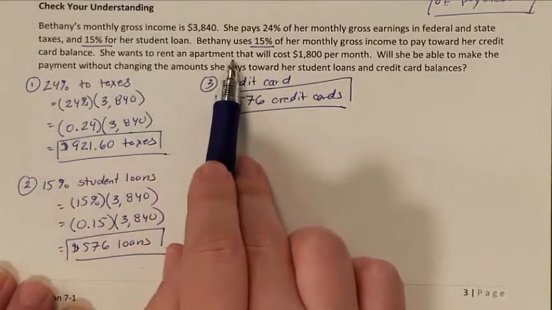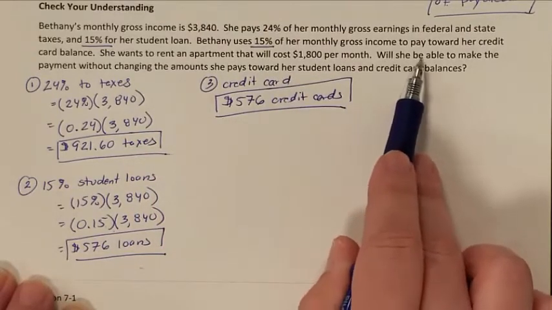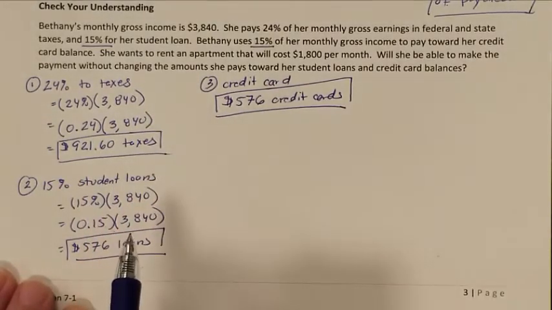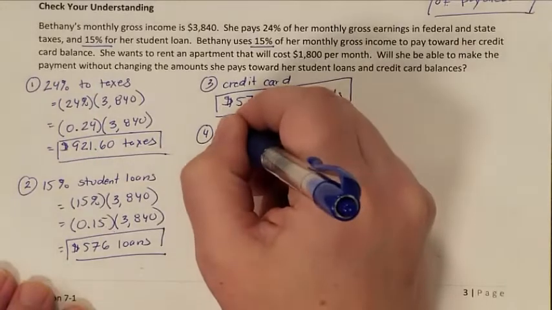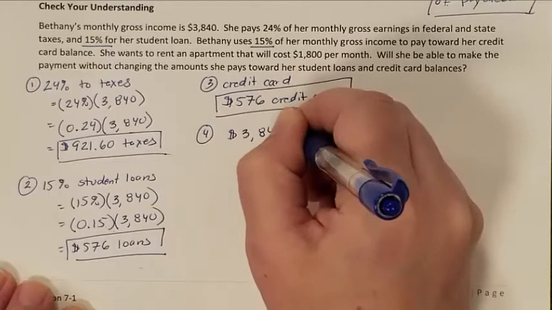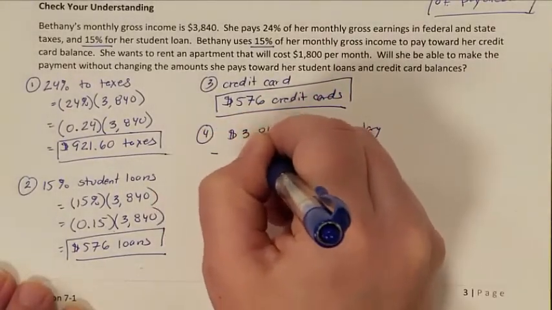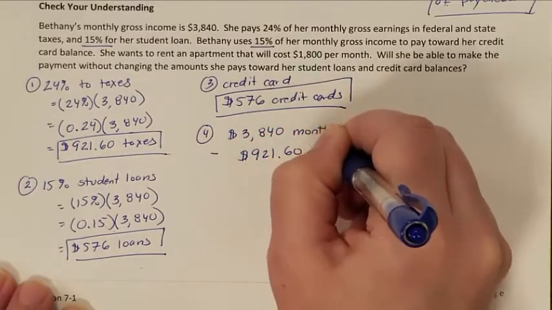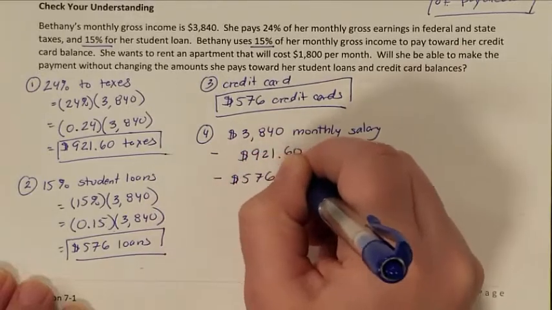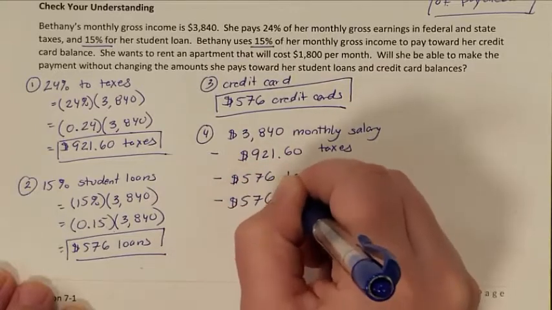She wants to rent an apartment that will cost $1,800 per month. The question is, will she be able to make the payment without changing any of these accounts and dues? So let's figure out, can she do it? She has $3,840, and this is her monthly salary. She is going to pay $921.60 to taxes. She's going to pay $576 to loans, and she's going to pay another $576 to credit cards.